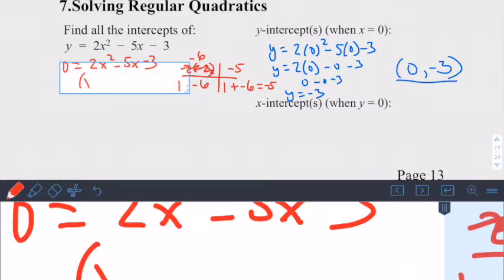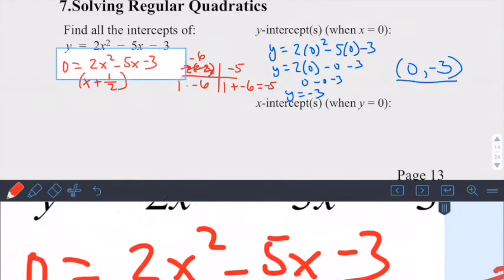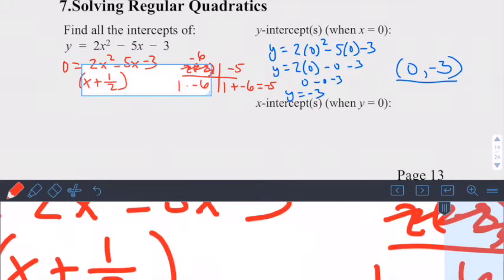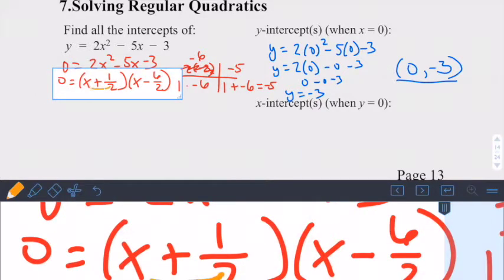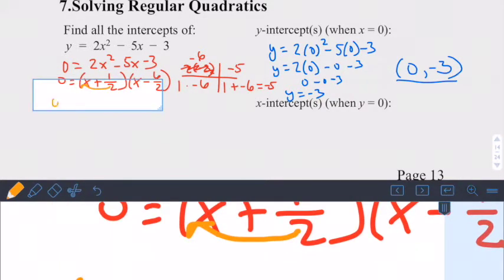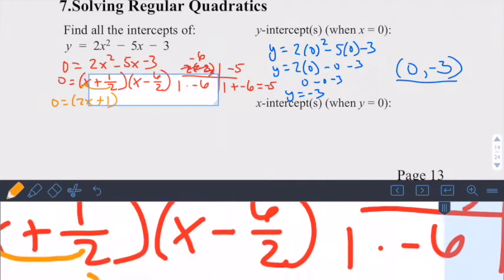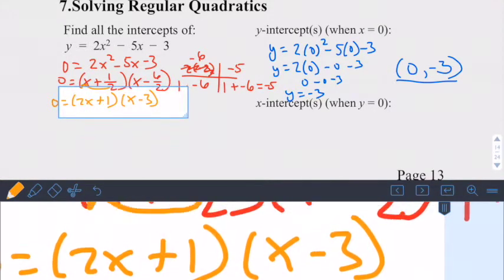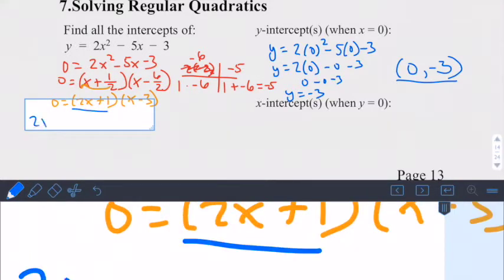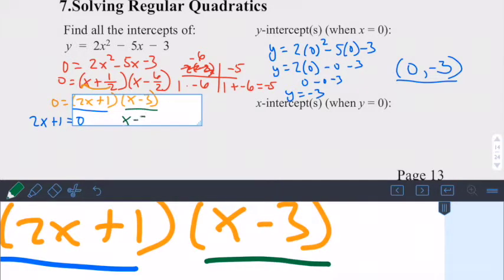So I have x plus 1 over 2, right? My 1, and then I divided by a. And then x minus 6 divided by 2. 1 over 2 does not simplify or divide, so I'm going to slide my 2. So 2x plus 1. And 6 divided by 2 does divide, so I have x minus 3. Now I can use my zero product property to solve. 2x plus 1 equals 0, or x minus 3 equals 0.